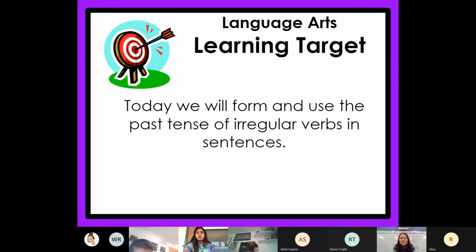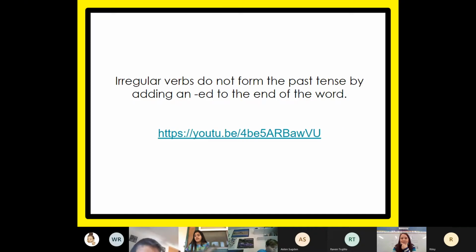Our learning target today for language arts is we're going to form, that means make, and use the past tense of irregular verbs in sentences. So an irregular verb is a verb that normally does not add an ed to the end of the word. Like if I ask you to jump and then I said you jumped, in order to make it past tense, you just add an ed. If I ask you to walk, and to make it in the past, I would say walked, I would add an ed. However, irregular verbs do not end with ed. You actually have to change the spelling of the word.